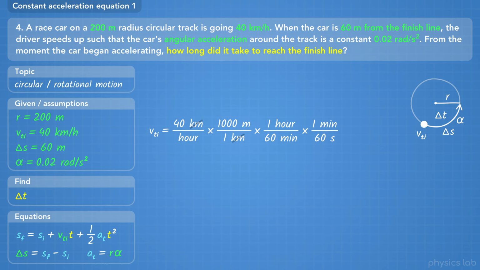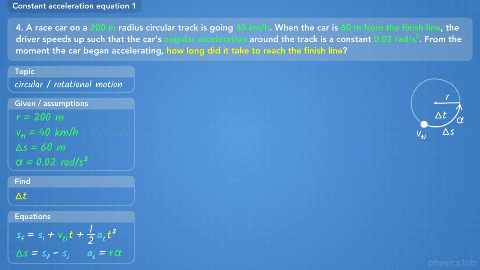We write these out so that the unit we want to cancel will end up on both the top and bottom of this list of fractions. So now we can cross out hours and minutes, and we're left with meters on the top and seconds on the bottom. Multiplying through, we get 11.11 meters per second. Let's write that over here so we have more space.